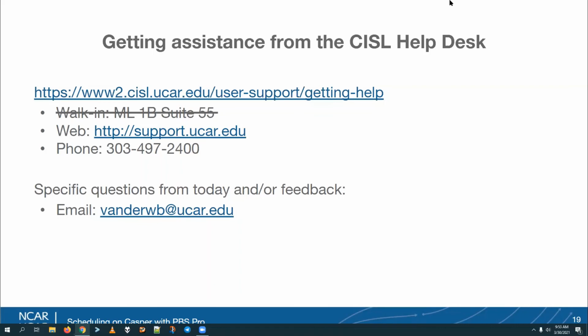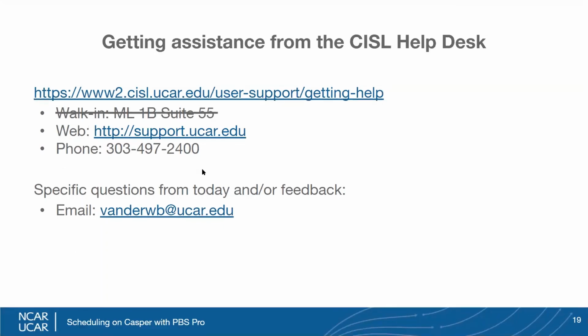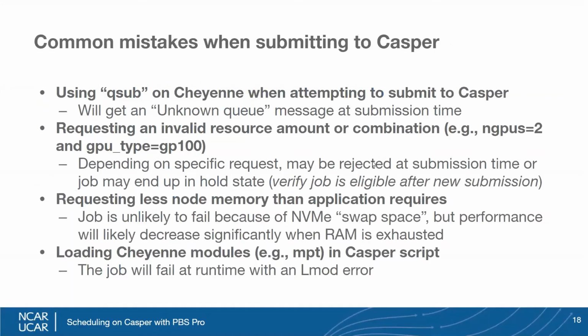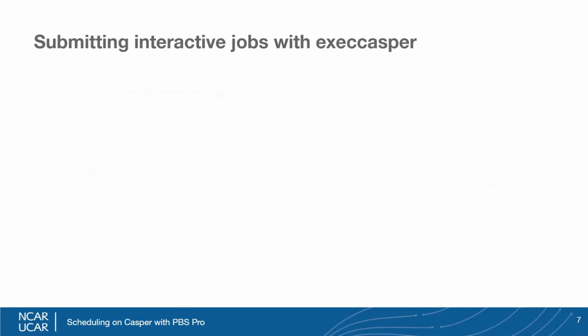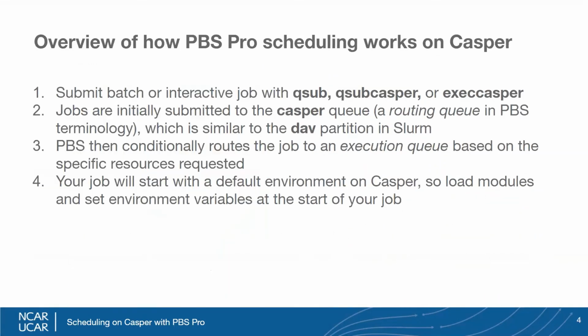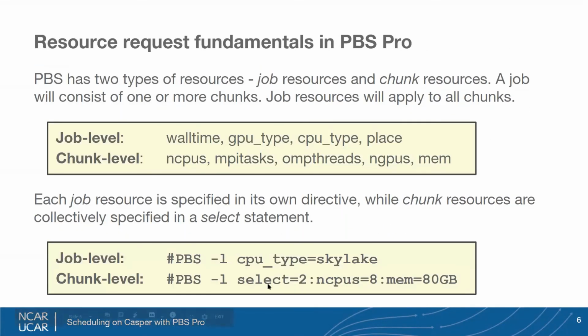Right. So you've got one node, one task, and CPUs per task equals 12. In this case, this would all go into that select statement. Let me go back to that slide. So we have the select statement, and for that request, I would select one chunk. I would ask for 12 NCPUs, one MPI task, and 12 OMP threads. That will give me 12 execution threads, but only one MPI task. So that would be the PBS equivalent of that Slurm specification.